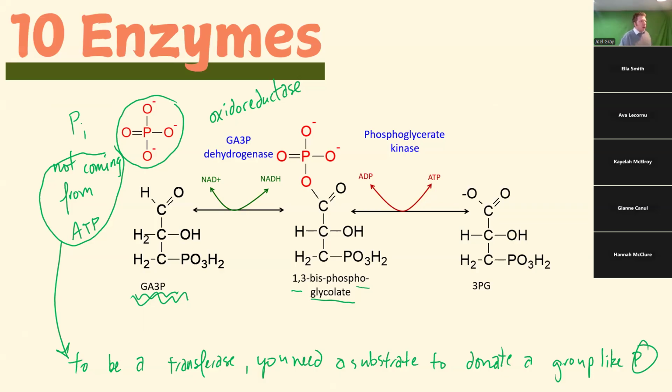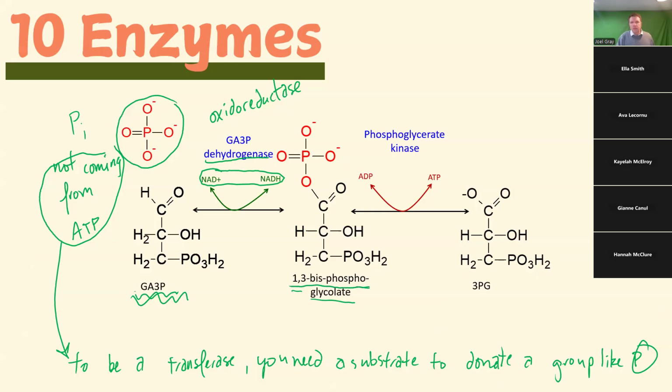Okay, so that's why, yeah, we're adding a phosphate to our molecule, but this is not a transferase. This is an oxidoreductase. The other clue for that is we've got our electron carriers, NAD and NADH. And then that name, dehydrogenase. A dehydrogenase is commonly seen in an oxidoreductase. Okay, so what we're going to do is add this phosphate onto glyceraldehyde 3-phosphate.